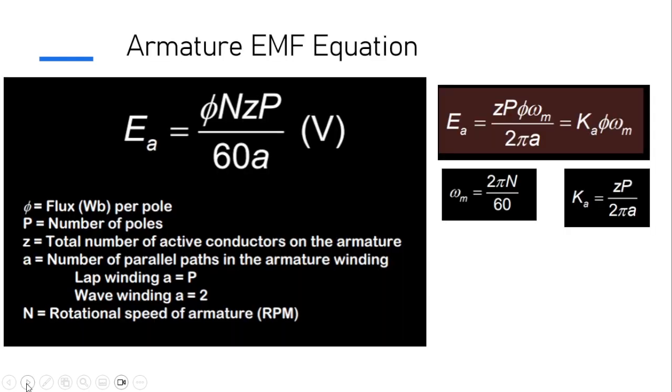The first equation, the backbone of DC motors, is your back EMF equation, or equations plural. So there's the first one: E is equal to phi Z P on 60A. Phi is the flux per pole, P is the number of poles, Z is the number of active conductors, A is the number of parallel paths. If it's lap, A is equal to P, and if it's wave, A is equal to 2. So this is important.